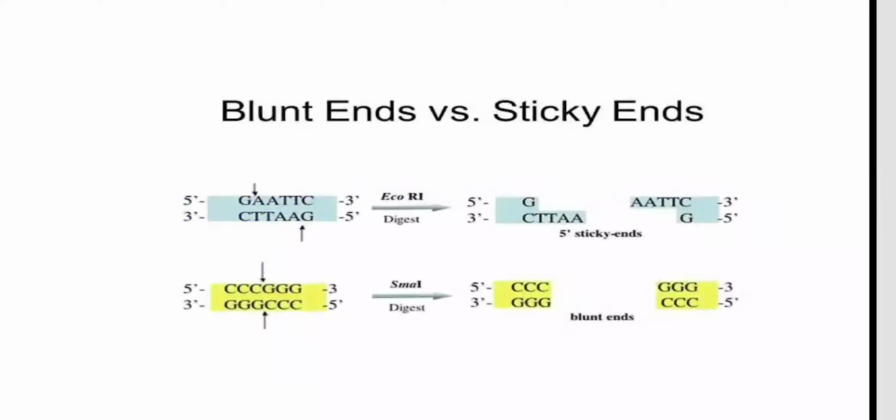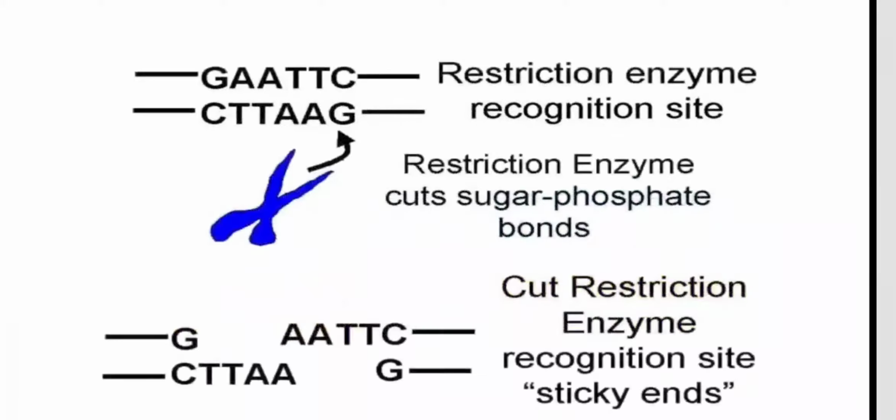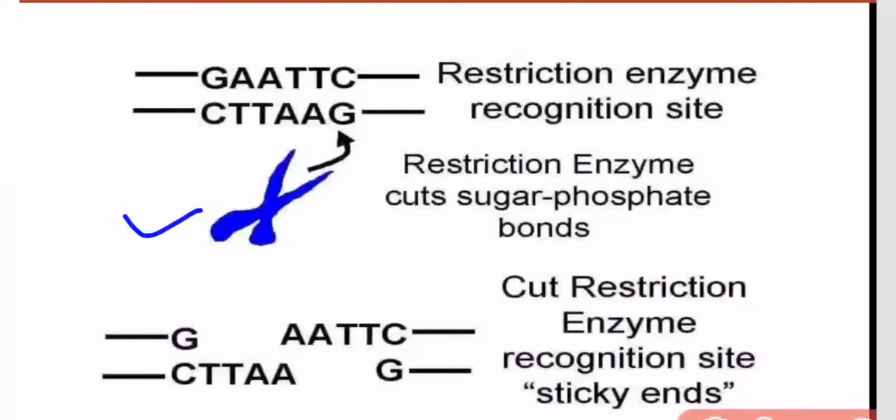Here the restriction enzyme is shown, and a restriction enzyme is also known as a molecular scissor. Therefore it is depicted with the help of a symbol representing a scissor. This restriction enzyme will cut the sugar phosphate bond in the backbone, and restriction enzymes act on specific recognition sites on the DNA. In this diagram, after the action of the restriction enzymes, what kind of ends are produced? Sticky ends.